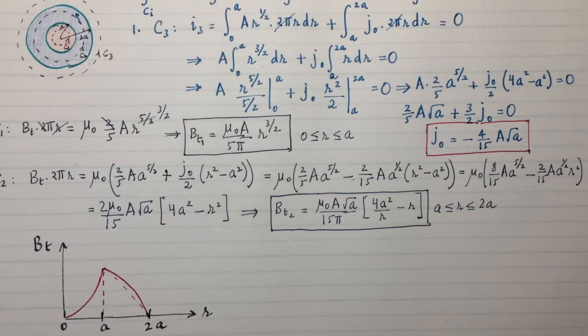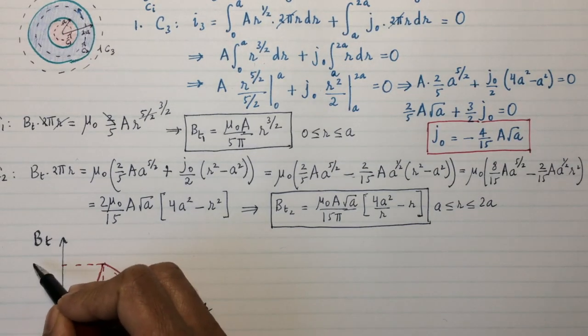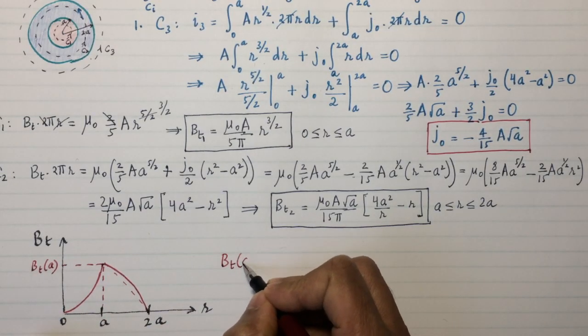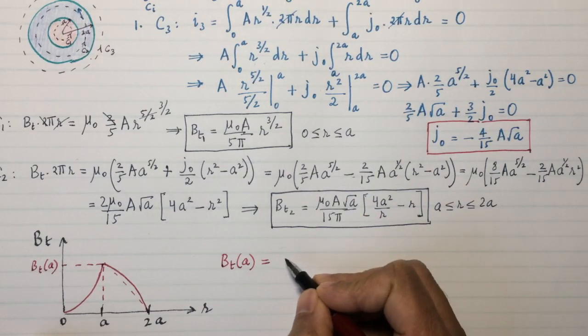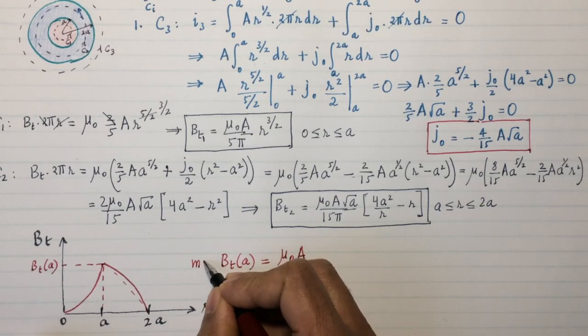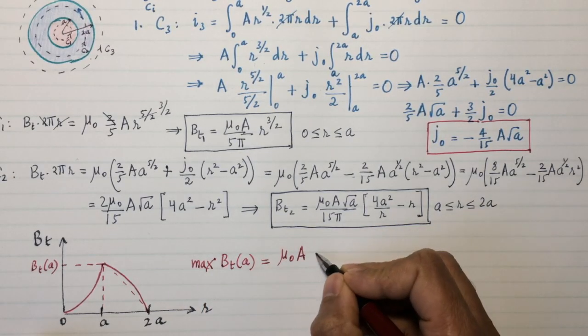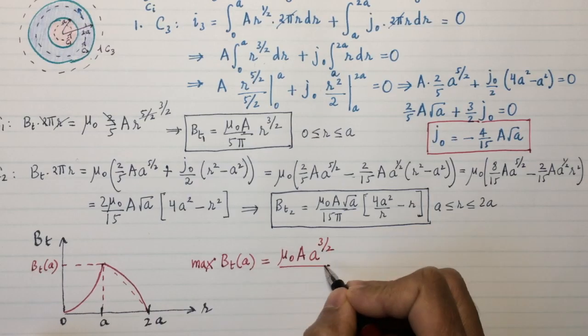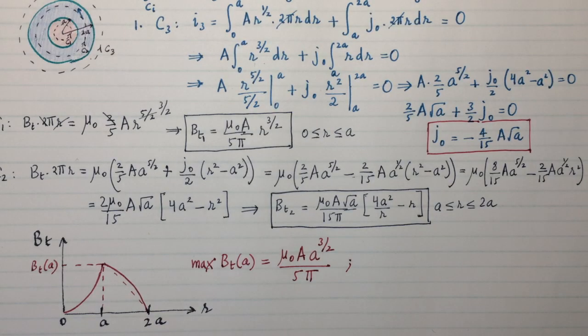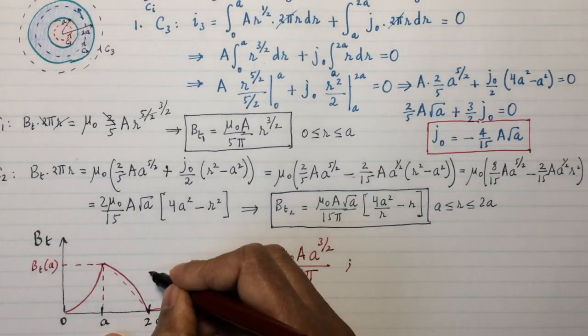Okay, but in either case, you will notice that the maximum value is achieved at the value A, and that's going to be BT at A. That maximum value can be simply found by putting A in either of those two expressions. So let's do it here, it's easier there. So the maximum value is mu naught A to the 3/2 divided by 5 pi, and the maximum value occurs at r equals A. And outside, I forgot to plot the outside. Outside it goes to 0.